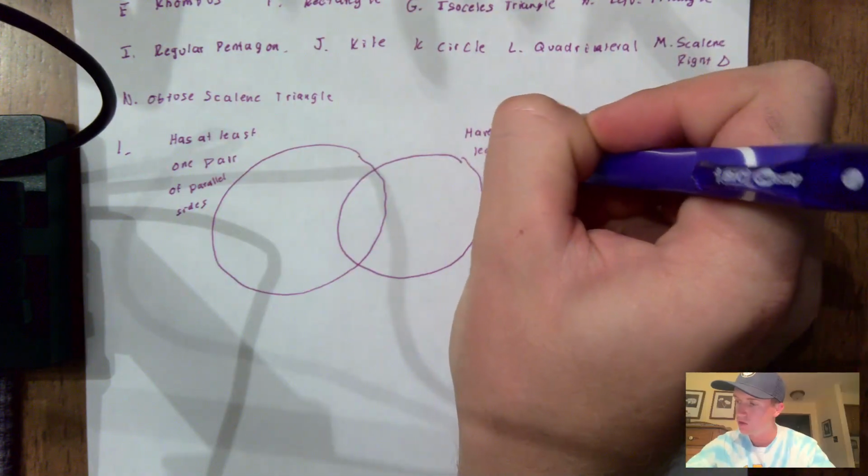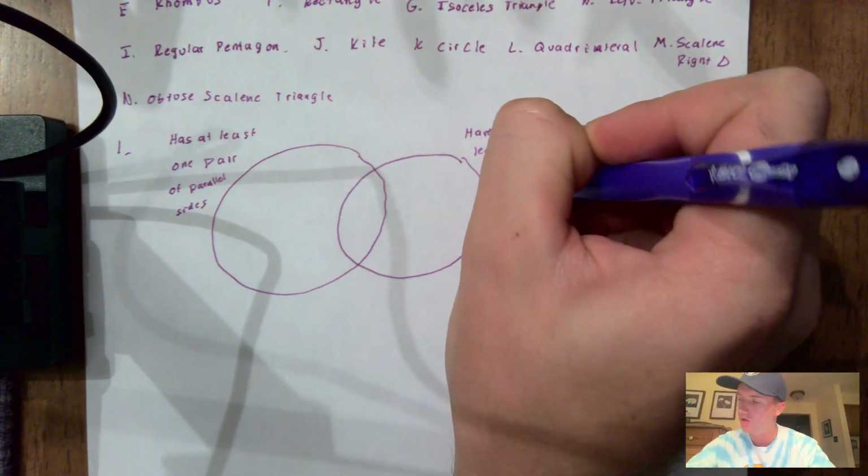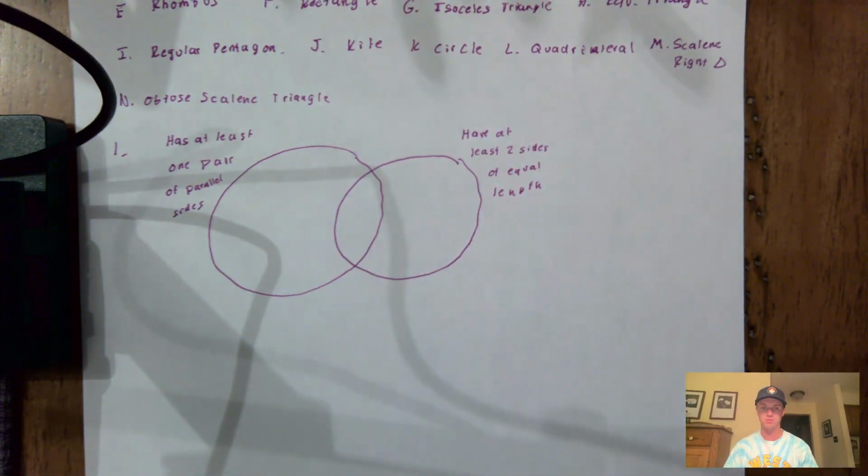All right, so what I want you to do right now is just pause the video and literally put the shapes' letters in there. That's going to help you, because when you go through these problems, you're going to realize that a lot of them have a lot of overlap. You're going to see that a lot of them have at least one pair of parallel sides, or at least two sides of equal length. So just keep that in mind when you're doing them.